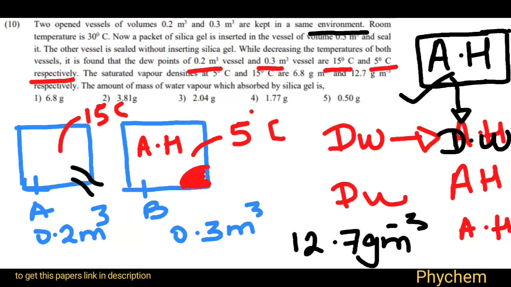So you don't need to multiply here, because whatever the absolute humidity, even if you take not 0.2 meter cube, even if you take 5 meter cubes also, the absolute humidity will be same. The box A is only giving the reference to get to know the absolute humidity of the initial environment.